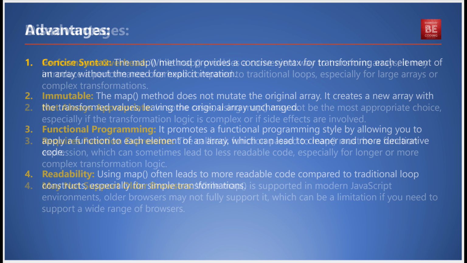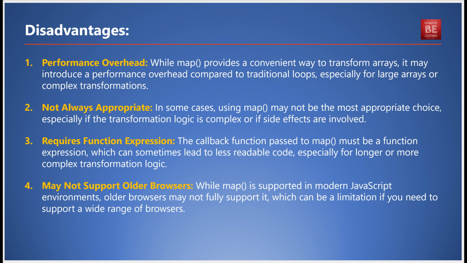However, it's not without its drawbacks. While convenient, the map method can introduce a performance overhead, especially for large arrays or complex transformations. It may not always be the most appropriate choice, especially if the transformation logic is complex or involves side effects. Lastly, the callback function passed to map must be a function expression, which can sometimes lead to less readable code.